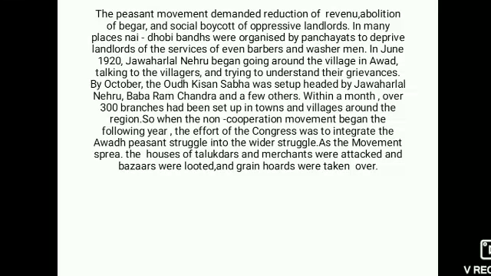As the movement spread, the houses of talukdars and merchants were attacked, bazaars were looted, and grain hoards were taken over.